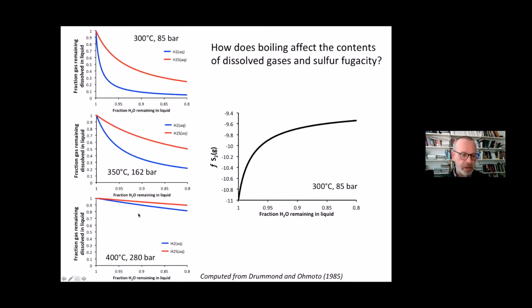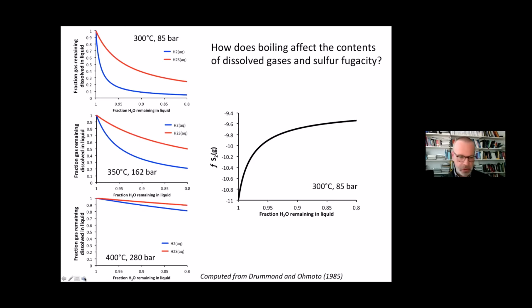These differences are not very pronounced when you're close to the critical point, but if you are boiling some distance from the critical point, then you can see that boiling is a quite efficient mechanism to remove these gases and also to fractionate between the gases. And if you remember what I was showing you 10 minutes ago, the ratios of these two gases have something to do with sulfur fugacity. So this boiling mechanism is actually providing you with another way to increase the sulfur fugacity in your system.